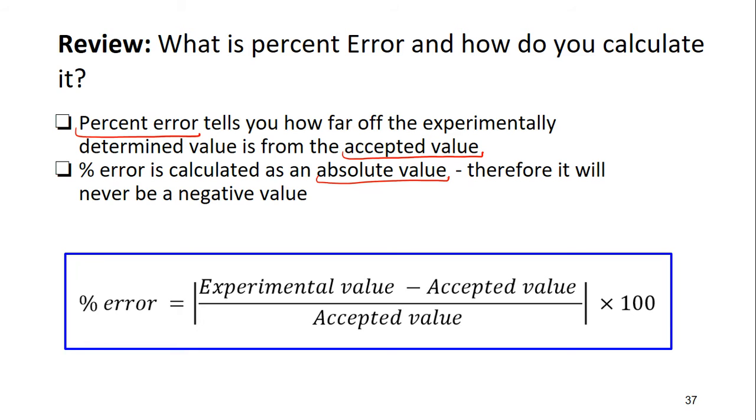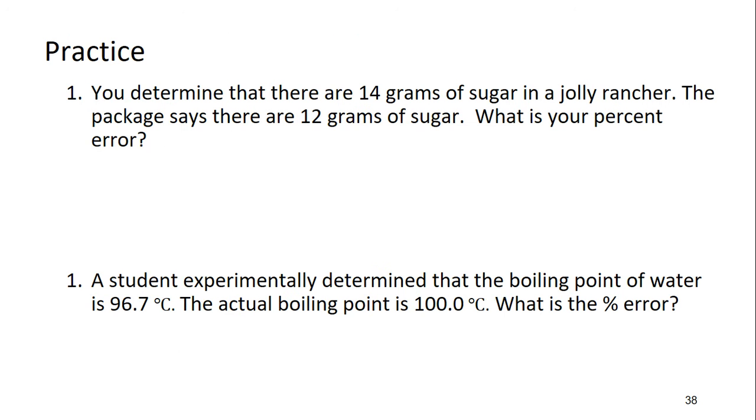Okay, so here's the equation. Percent error is equal to the absolute value of the experimental value minus the accepted value over the accepted value. So a super easy way to remember this is percent error is equal to the absolute value of E minus A over A times 100. So it's percent error, like what percentage are you away from the accepted, is what we're doing. E minus A over A. Now, let's do a couple of problems.